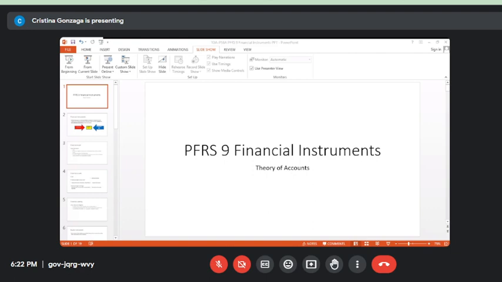Let me go back to my question. What kind of instrument is cash? We said there are only three. It's either a debt instrument or an equity instrument or a derivative instrument. Okay. Now, cash is a debt instrument. Why is it a debt instrument?